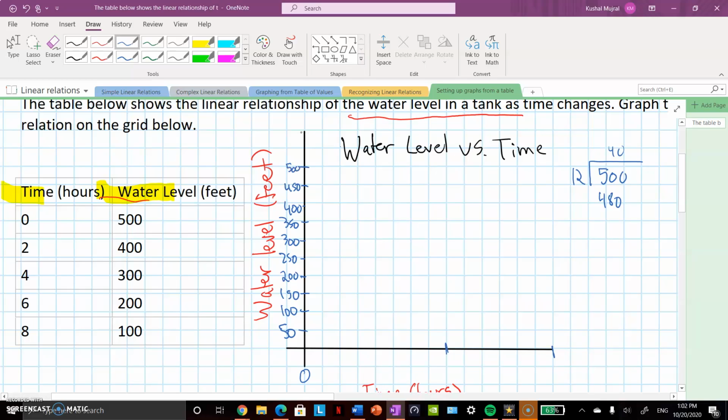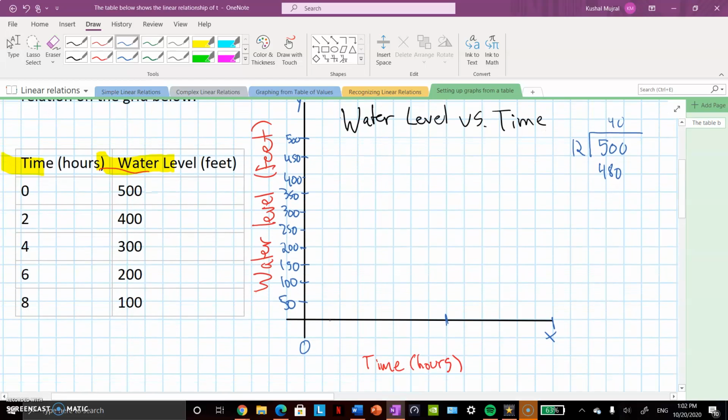Then we have this extra. Sometimes it's easier if you write y and x there. Now let's look at our x-axis. We could go with 0, then here we can put 2, 4, 6, 8, and so on. Let's plot these points now. 0, 500. When x equals 0, y equals 500. So we can put a dot there.